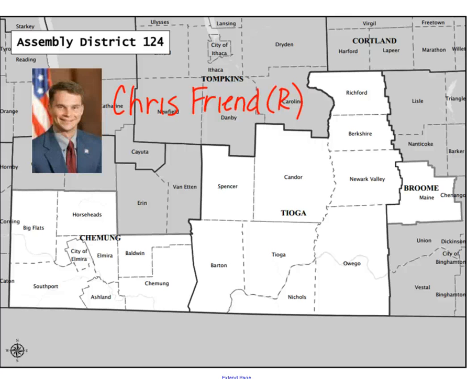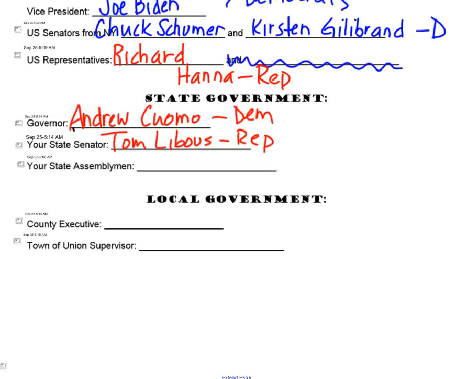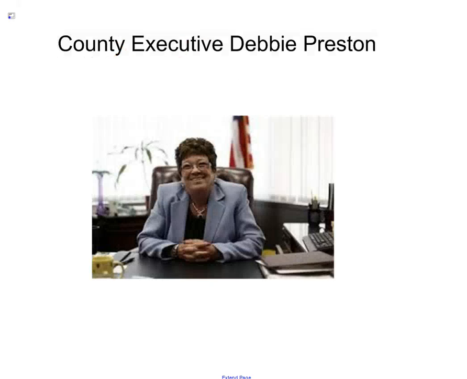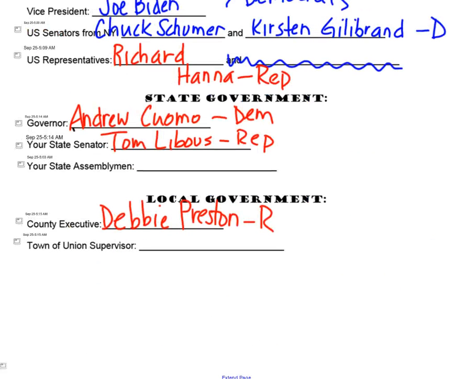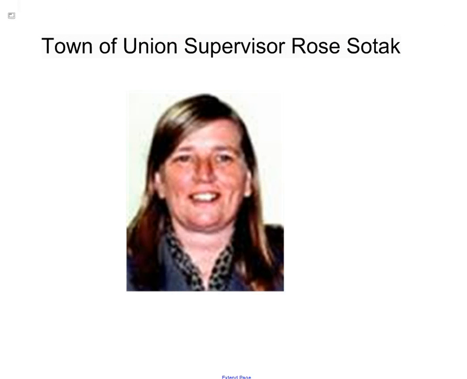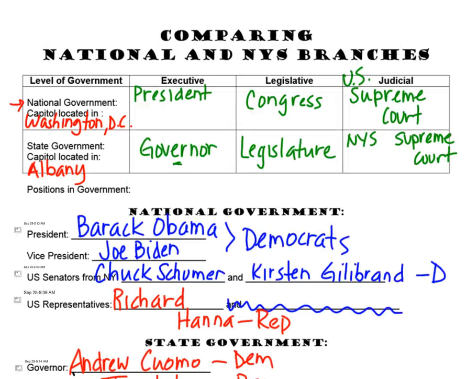All right. So back to this. And then our county executive, her name is Debbie Preston. She is a Republican. And this is her picture. And then lastly, but not least, Town of Union Supervisor, and her name is Rose Sotak. And she is also a Republican. Okay, all right, nice work on that.